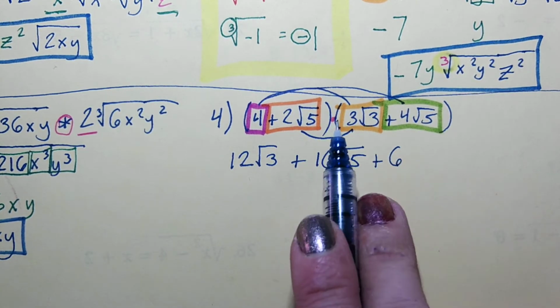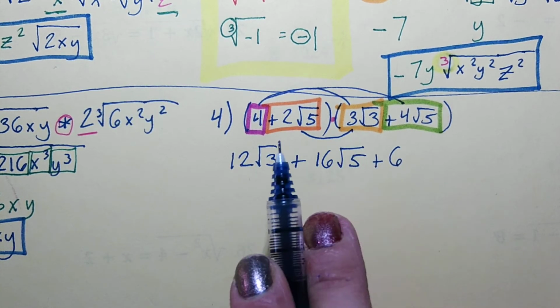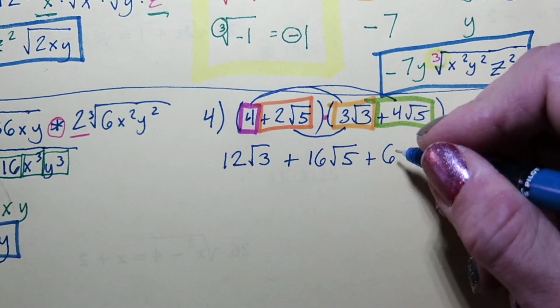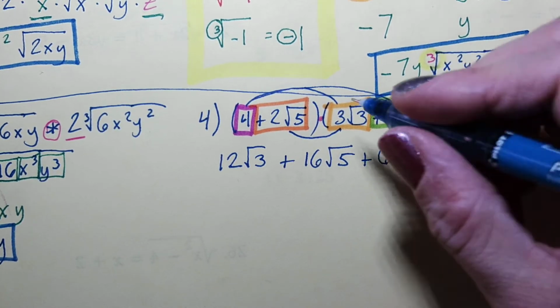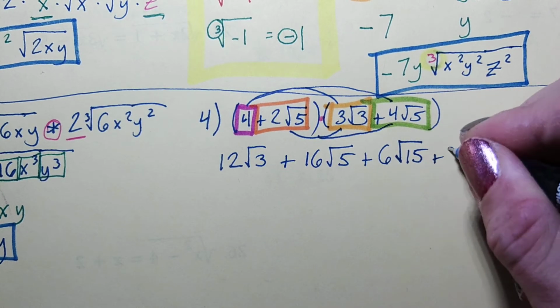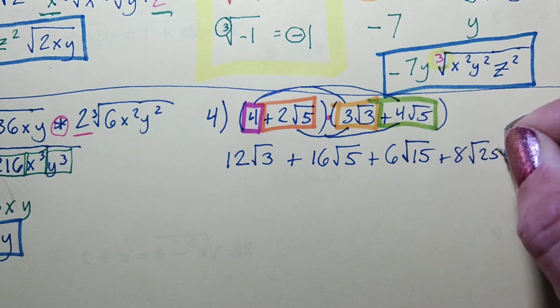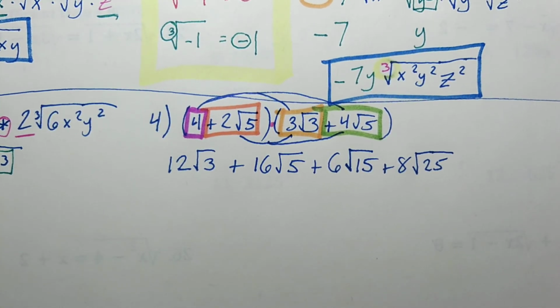And now I have radical 5 times radical 3. So I can multiply the radicals together. Just like if I had x times x, we'd bump it up to x squared. Radical 5 times radical 3 will give me radical 15. And then for my last product, 2 times 4 is 8. And rad 5 times rad 5 is rad 25. So at this point, I have successfully carried out the operation.